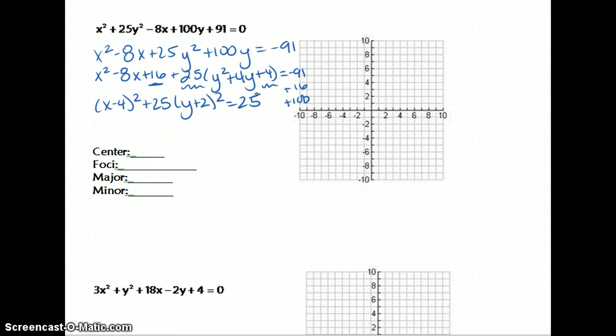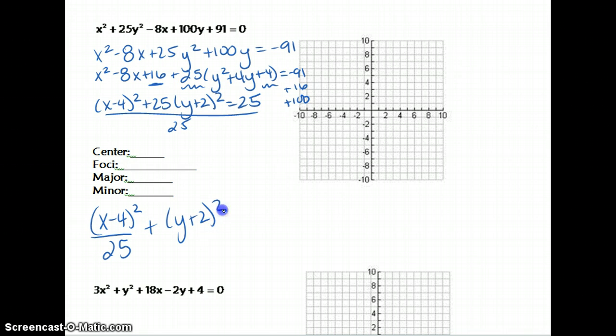If you remember from yesterday, an ellipse has to be set equal to 1. So in order to do that, we're going to have to divide the entire equation by 25. Your final equation should be x minus 4 squared over 25 plus y plus 2 squared over 1 equals 1.